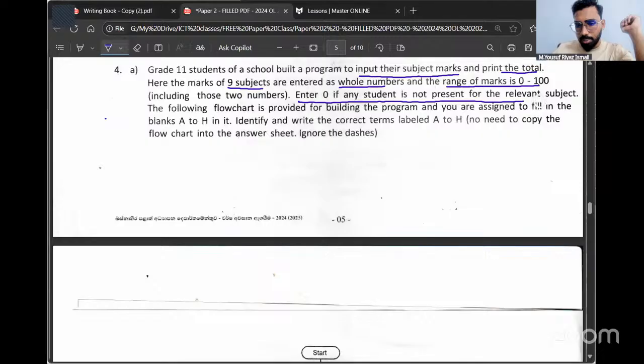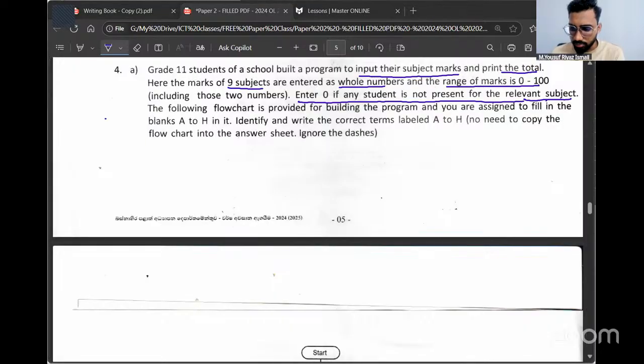Okay, for example, if there was a student who was absent for the exam, the marks has to be 0. The following flowchart is provided for building the program, and you're assigned to fill in the blanks A to H in it. Identify and write the correct terms, label A to H. No need to copy down the flowchart. Ignore the dash. Okay, fine. So they are saying there's a program to get the marks from the students and print their total. So add the 9 subjects' marks and print the total.